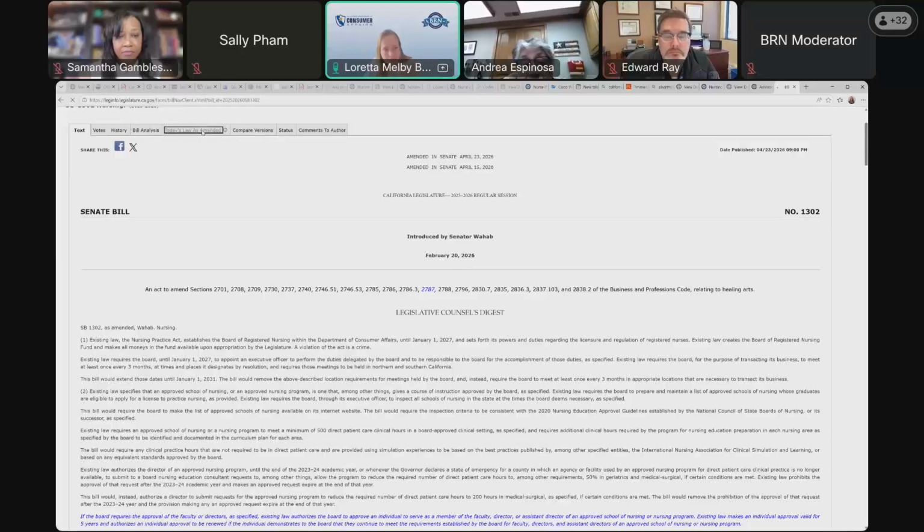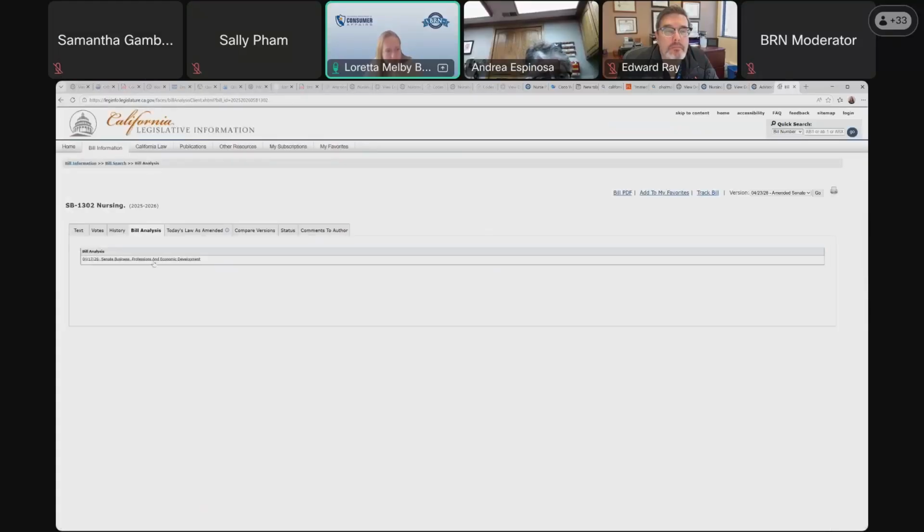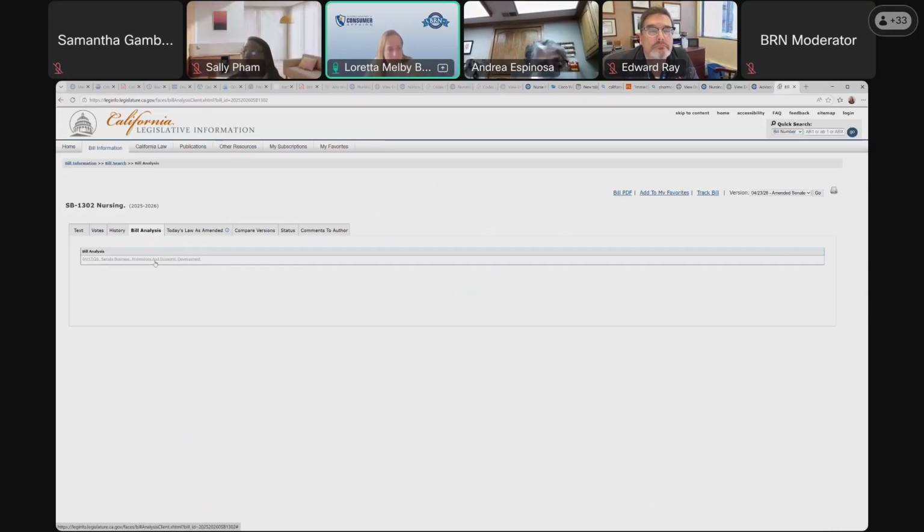I always look at today's law as amended so I can see the red strikeouts of language that was there, and blue is the language that has been added new this year. When you go into the bill analysis, you can click on any of them. It is updated as it moves through Senate and Assembly. When it goes to appropriations, you'll see various bill analyses pop up, and it will load and pull forward.